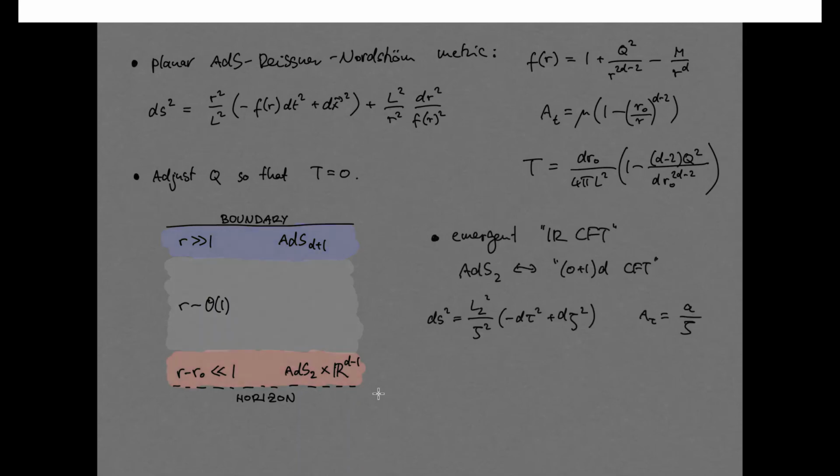So it seems that there is an emergent IR CFT. You see that there is an AdS2 here, so this in principle could correspond to some kind of 0 plus 1 dimensional boundary dual if you forget about this r to the d minus 1 factor here. If you've done the exercise, then you get this metric. This is just the AdS2 metric, where tau is the time direction and zeta is some rescaled radial direction. Zeta equals 0 is the boundary of the AdS2 region, which is roughly here. There is also a gauge field turned on, which is the remnant of this A_t. So A of tau is some constant divided by this radial direction zeta.